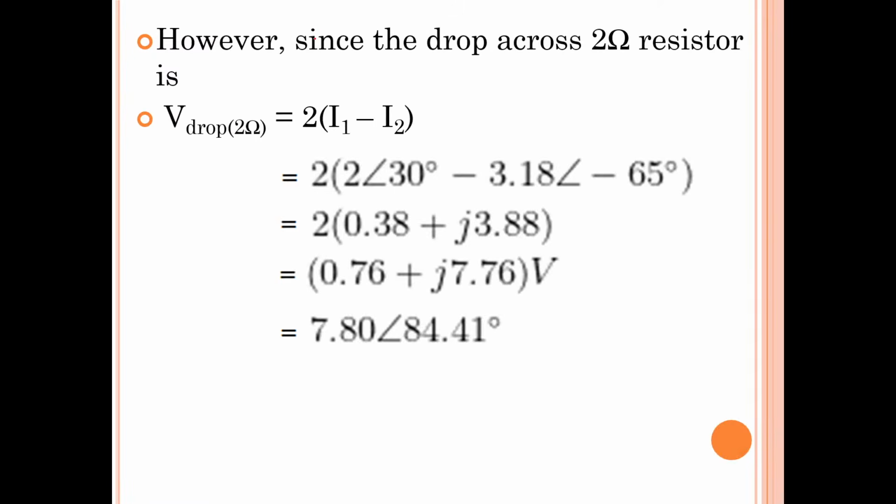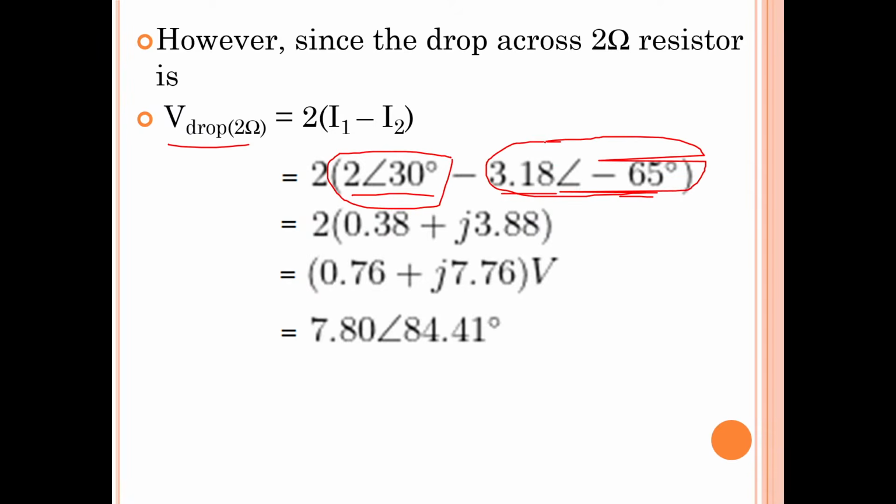So the voltage across 2 ohms is 2 into (I1 minus I2). I1 is 2 at an angle of 30 degrees. I2 is 3.18 at an angle of minus 65 degrees. See here, this is polar form, and this is also polar form. So I have converted this polar into rectangular form.